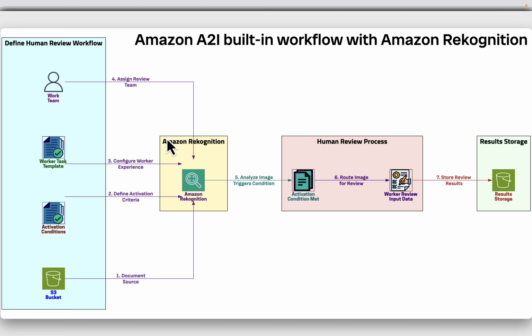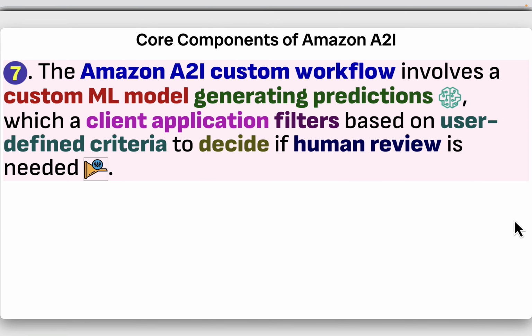So same concept. We have work team, task template, activation condition, and S3 bucket. All these are part of this workflow, along with Amazon Rekognition. So this is a built-in workflow, and the previous one also. Then analyze image trigger condition, and if a condition is met based on the confidence score, you route the image for review to that work team, and finally you store back the results to S3 storage.